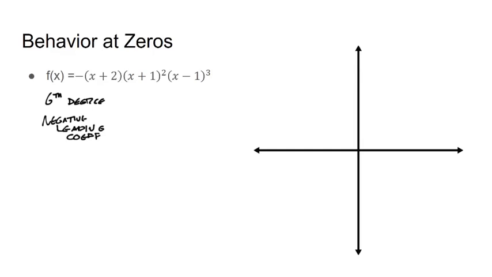Meaning the end behavior, since it's even degree, is going to be the same end behavior. It's going to match on the left as it does on the right. And that negative leading coefficient means it's going to go down. So we have a function that's going to look like this on the ends. Now, that's prior knowledge. Let's look at what we're doing with the zeros.